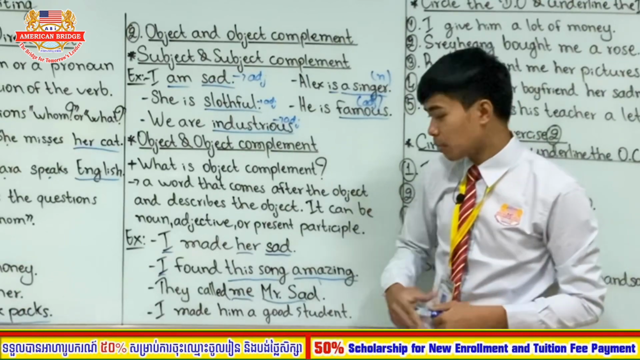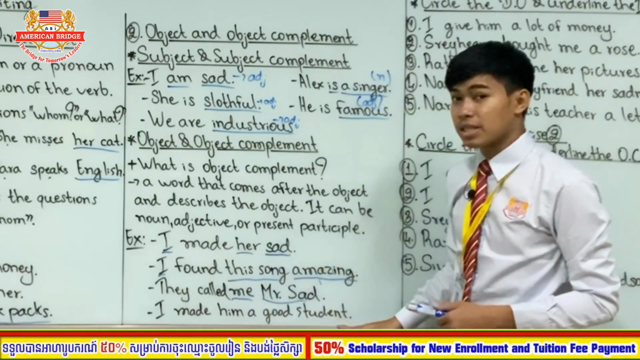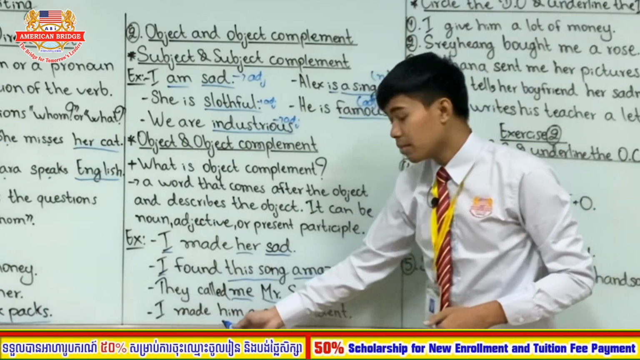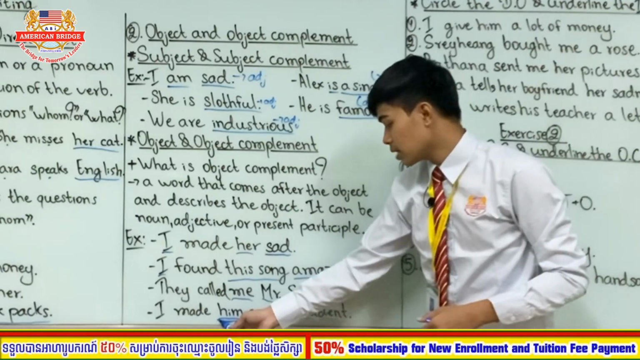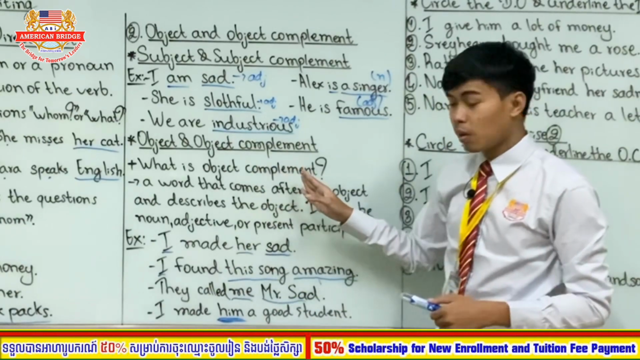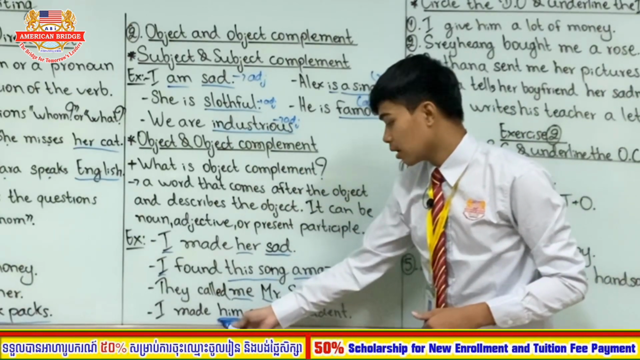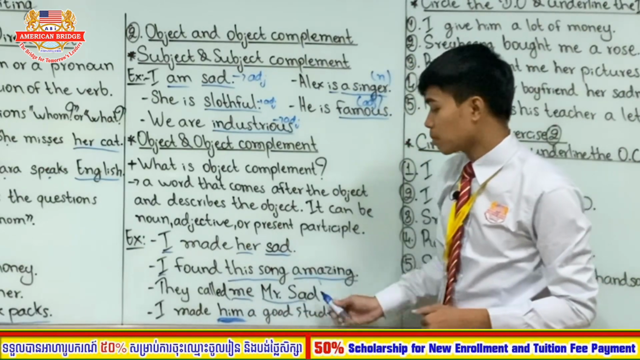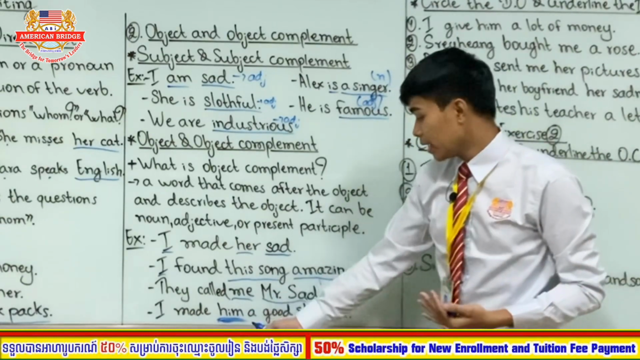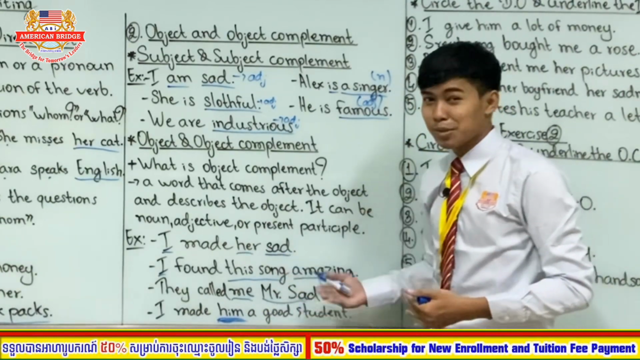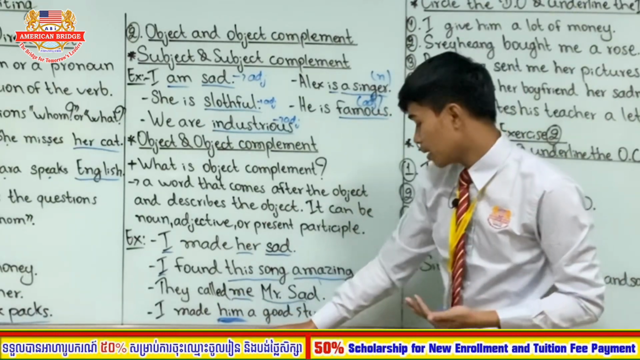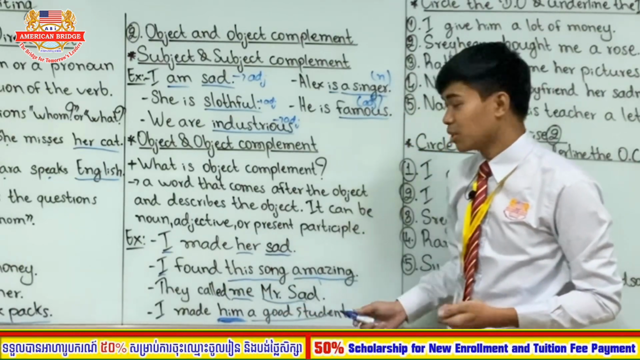Let's go to the last example. I made him a good student. So I is a subject, made is a verb, him here is an object, right? How about a good student? A good student here is an object complement. Why? Because it comes after the object him, and it describes that object. I made him to become what? I made him to become a good student. I made him a good student means I made him to become a good student, but we don't need to add the words to become. So I made him what? I made him a good student. So a good student here is an object complement, right?